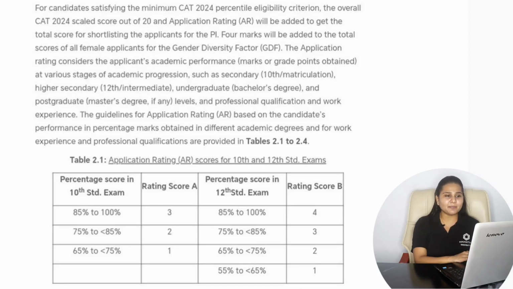And for the application rating score for class 12, if your class 12 percentage ranges between 85 to 100%, there are 4 rating points. If it ranges between 75 to 85%, there are 3 points. If it ranges between 65 to 75%, there are 2 points. And if it ranges between 55 to 65%, there is 1 point.